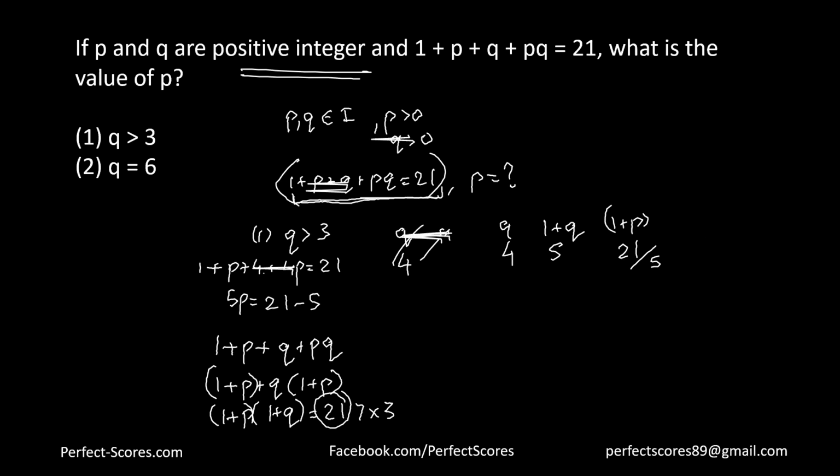Let's try the next number. We try the next number, Q is 5. What is 1 plus Q? It is 6. What is this? This is 21 over 6. Not working out. You should start seeing a pattern here. What is the next number? The next number is 6.